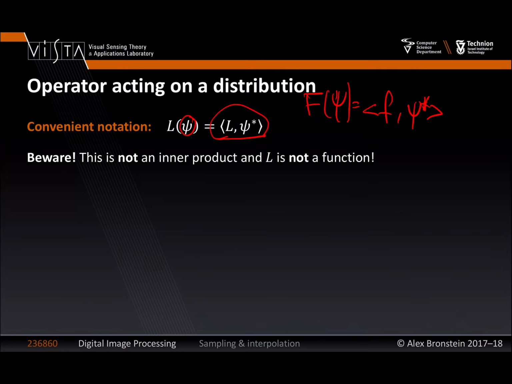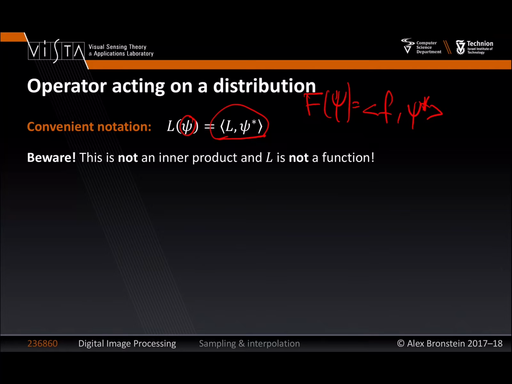L is a linear functional. It's a linear function, so it's a function that receives a test function and gives you a number. So it's a functional. In mathematics, it's called a functional. A functional is a function of a function. And we call it distribution. Nothing to do with probability distribution, or at least it's not the same thing. It has to do with probability distributions, but it is not the same object.